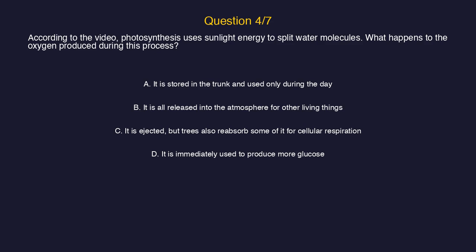Question 4. According to the video, photosynthesis uses sunlight energy to split water molecules. What happens to the oxygen produced during this process? A. It is stored in the trunk and used only during the day. B. It is all released into the atmosphere for other living things. C. It is ejected, but trees also reabsorb some of it for cellular respiration. D. It is immediately used to produce more glucose. Time to think.